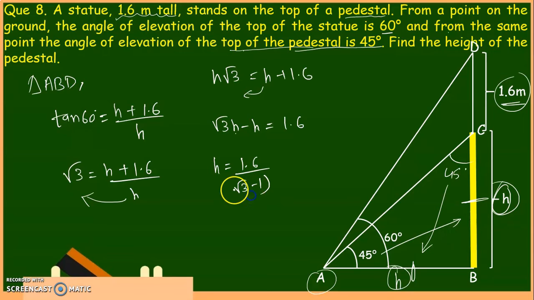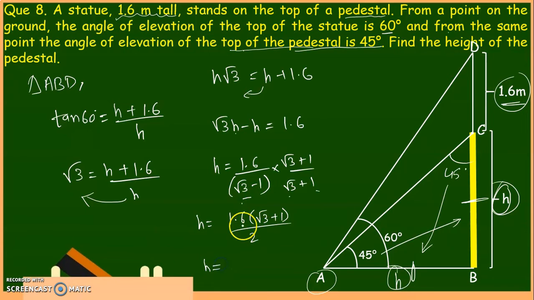So divide it here. Now rationalize this denominator: multiply and divide by root 3 plus 1. We get h equal to 1.6 times (root 3 plus 1). In the denominator, (root 3 minus 1) times (root 3 plus 1) gives root 3 squared, which is 3 minus 1, equal to 2.